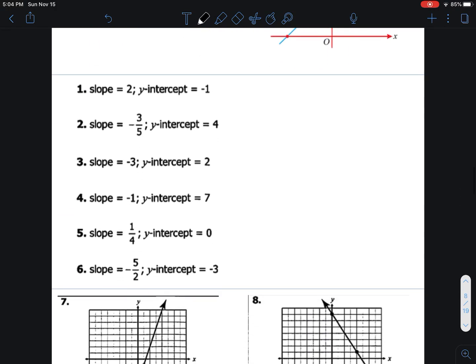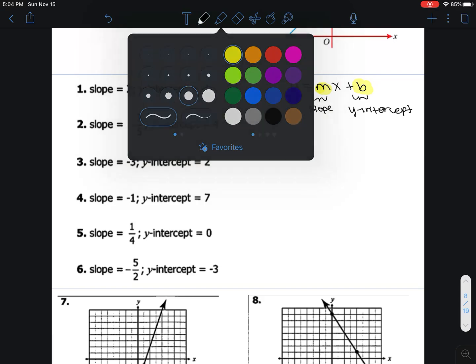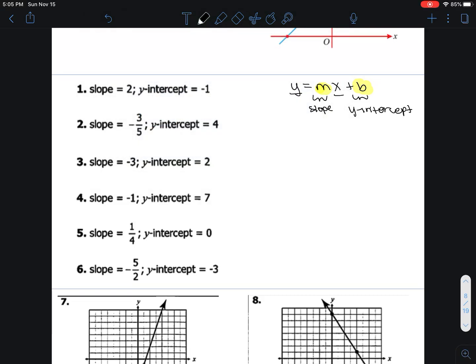Okay. So we're going to write some slope-intercept form equations from when we're given the slope and the y-intercept. So remember, the slope-intercept equation is y equals mx plus b, where m is our slope and b is our y-intercept. Okay, so this first example. The only things that we're going to be changing are our m and our b. So our y and our x are going to be staying the same.